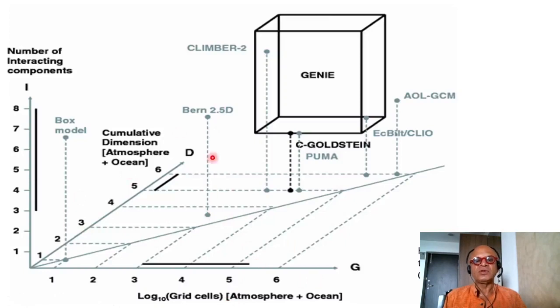So Bern 2.5D is one model that's been used quite extensively, is a simplified model, as you can see. But if you go to full general circulation models, atmosphere, ocean, land models, you end up here with high number of grid cells, large number of cumulative dimensions, and these simulations require a lot of computing power and so on. So there are many models in the middle: EMIC, Bern, CLIO, GOLDSTEIN, PUMA, GENIE, CLIMBER-2, and so on and so forth.